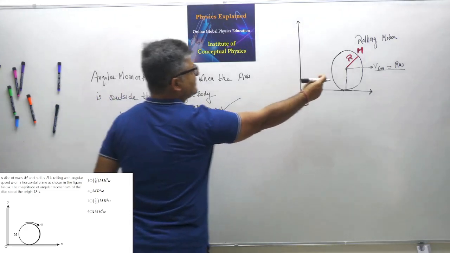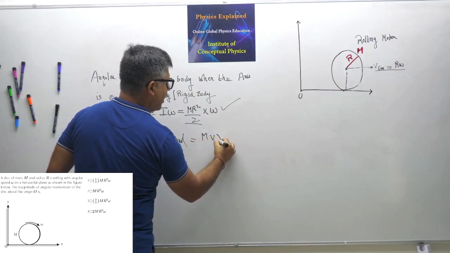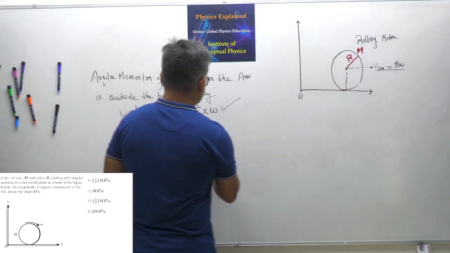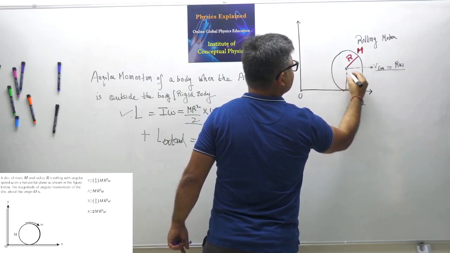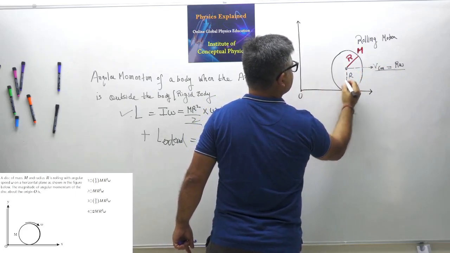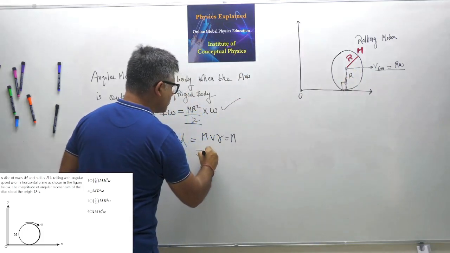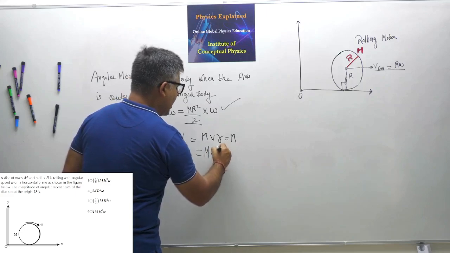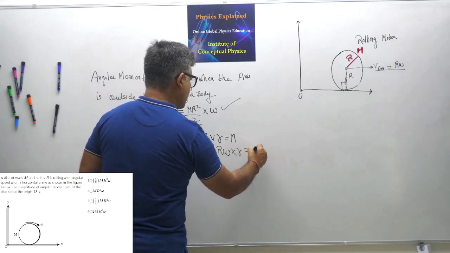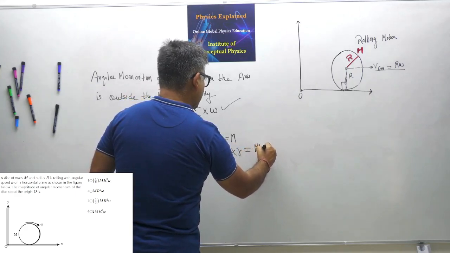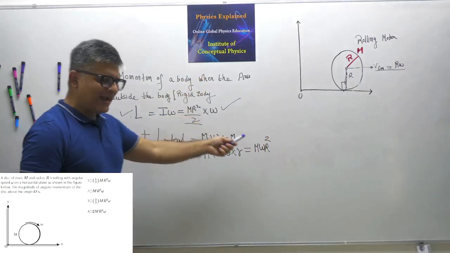I know the center is here, so it has m v R. And what is R here? The velocity of this point is how much? You can see the perpendicular distance from the origin. I have to drop a perpendicular. This is my perpendicular. So m is the mass of the disk into R omega multiplied by R is equal to m omega R square.